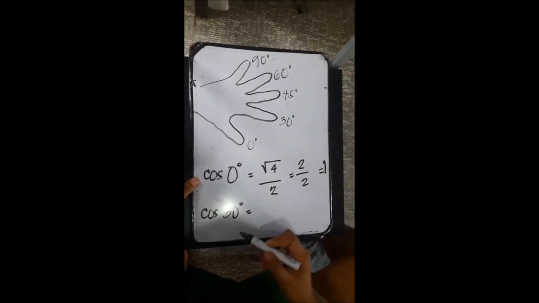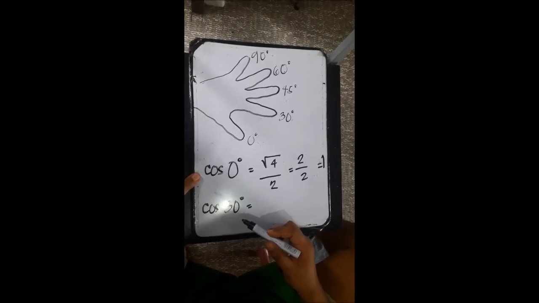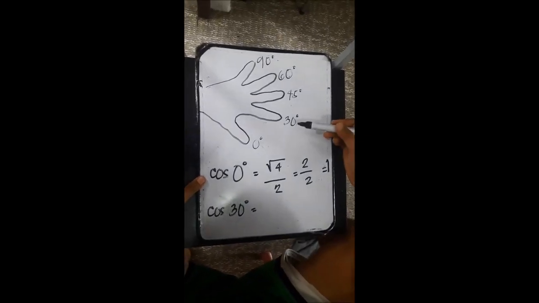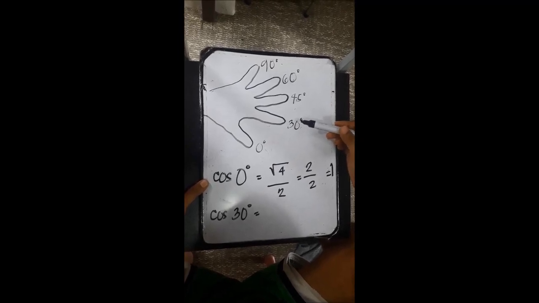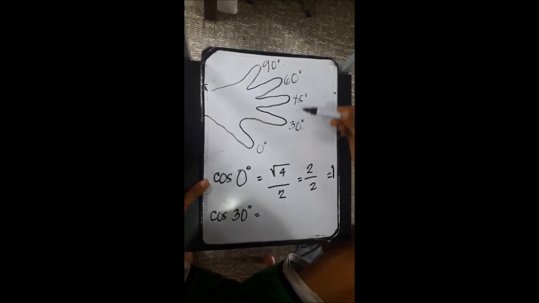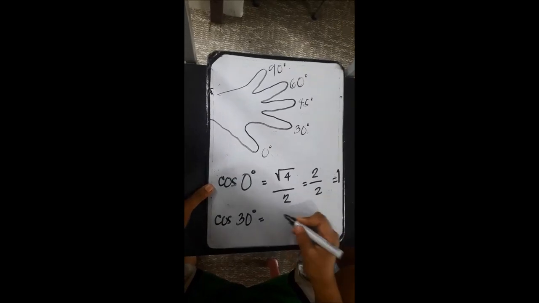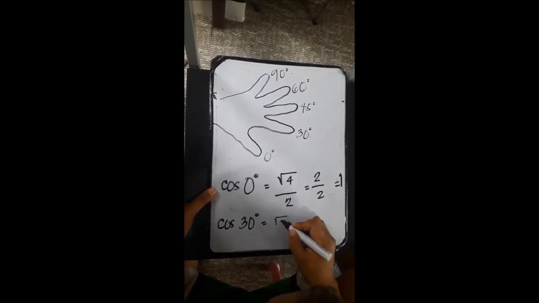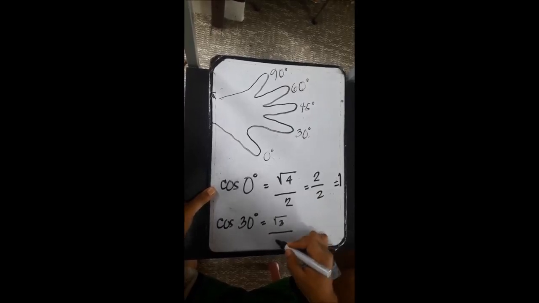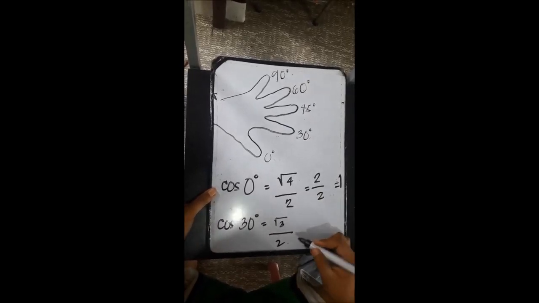And moving on for our cosine 30, so that would be for our index or pointer. So counting the number of fingers above our pointer, we have 1, 2, 3, and we put that on our numerator with the square root. So we have square root of 3 over 2, again, as always, our constant denominator.